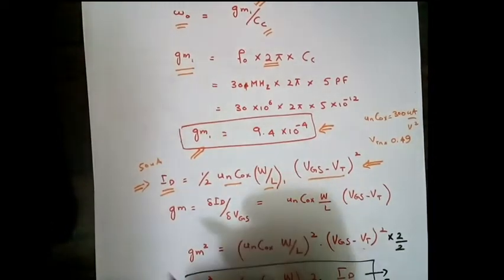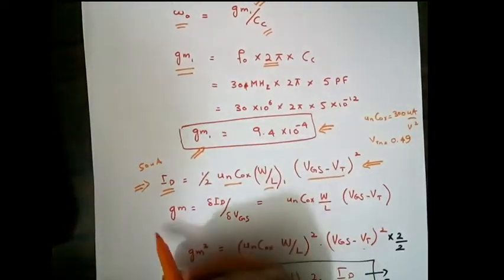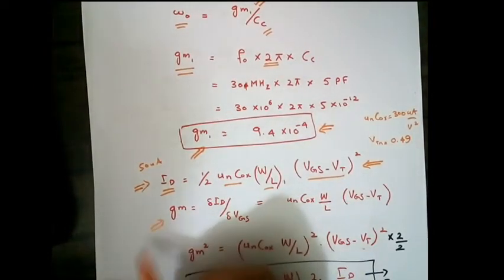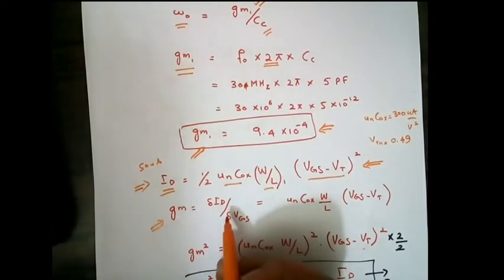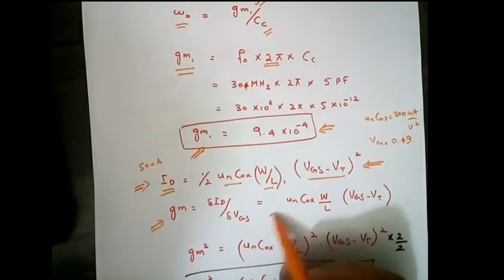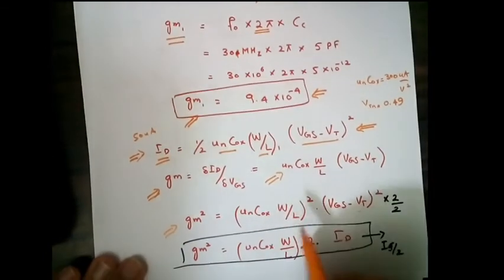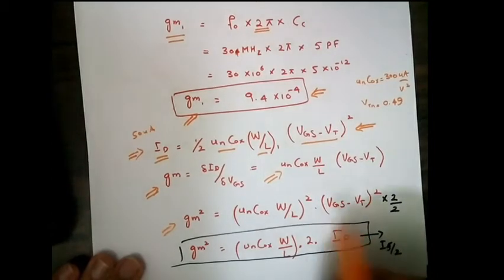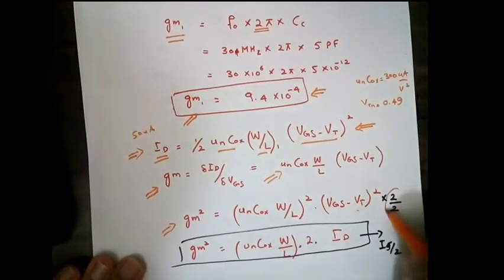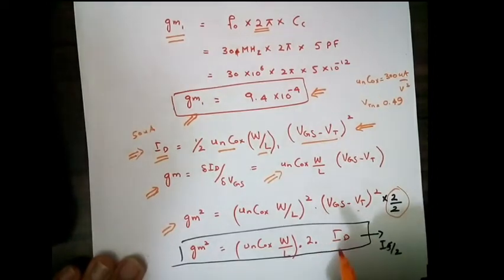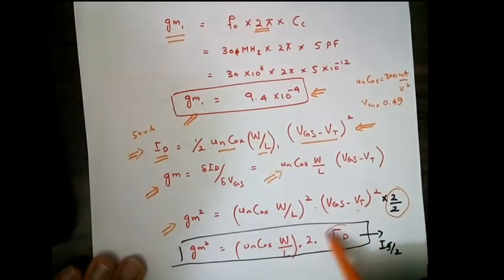But we know gm, and how can we use gm? The gm expression is basically delta ID by delta VGS, which will result into mu n Cox W by L (VGS minus VT). And if we take the square, gm square is going to be (mu n Cox W by L) whole square times (VGS minus VT) whole square. If we multiply and divide by a factor of 2, then mu naught Cox times (VGS minus VT) whole square by 2 is the same thing as ID.